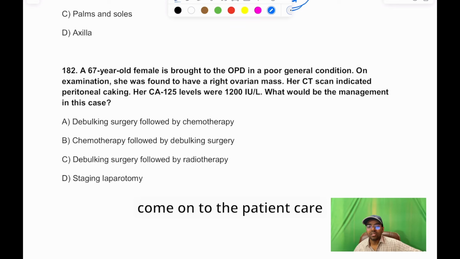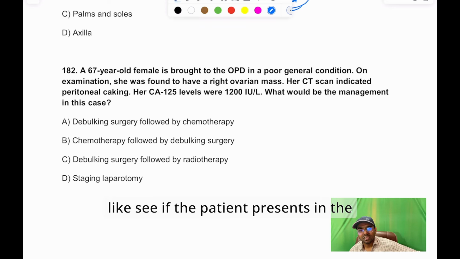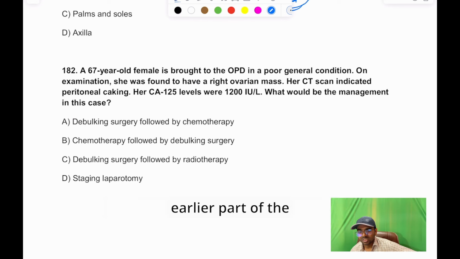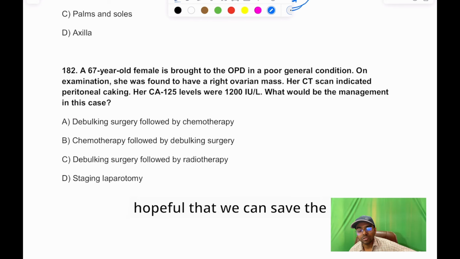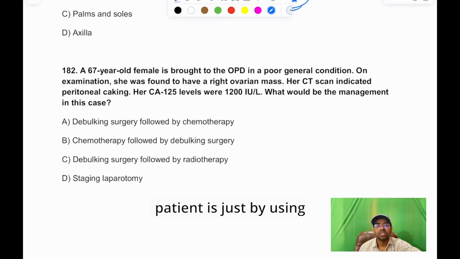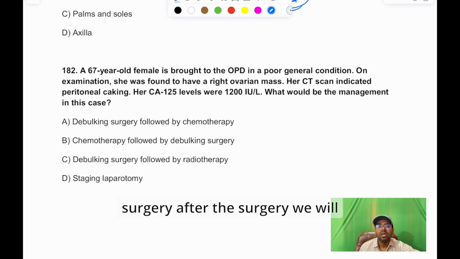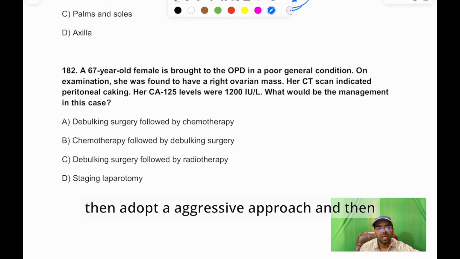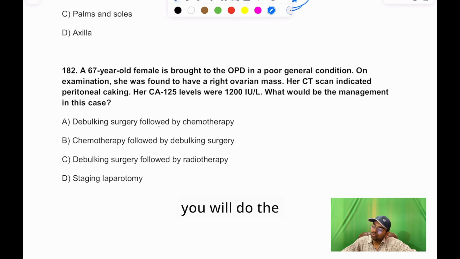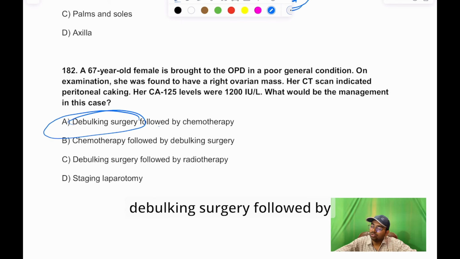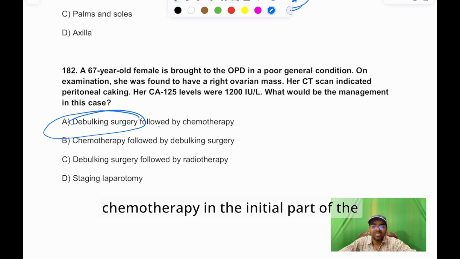Now 182, again we come on to patient care. See, if the patient presents in the earlier part of the cancer, then we are hopeful that we can save the patient. And how can we save the patient? Just by using surgery. After the surgery we will adopt an aggressive approach, and then we will use chemotherapy, exactly what we do in breast cancer. So first we will do the debulking surgery followed by chemotherapy in the initial part of the cancer.